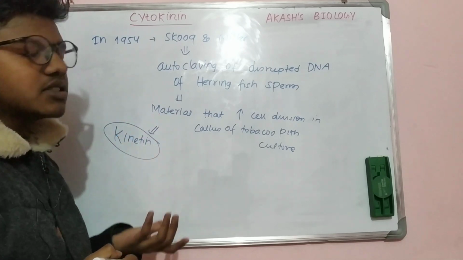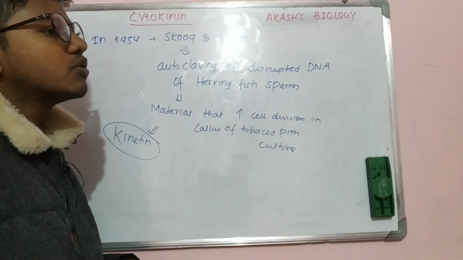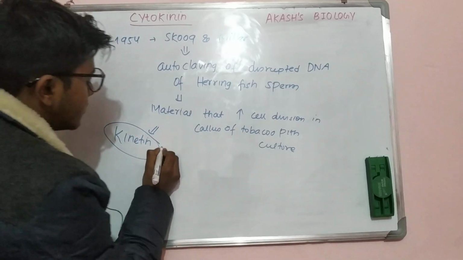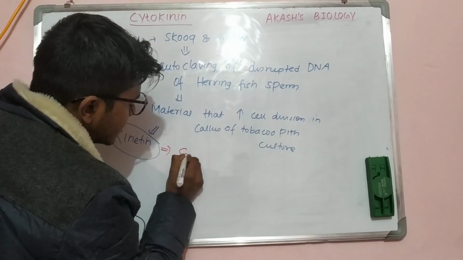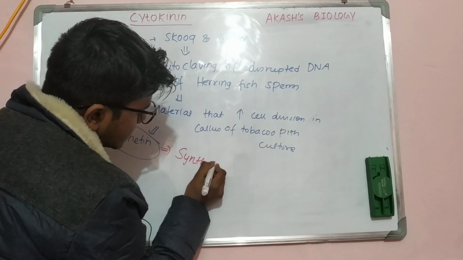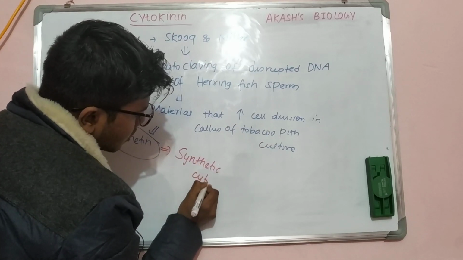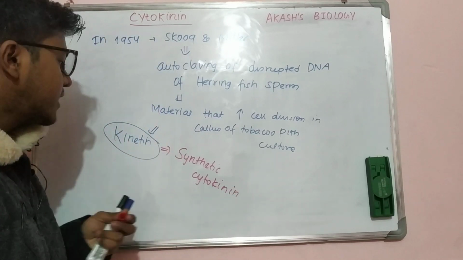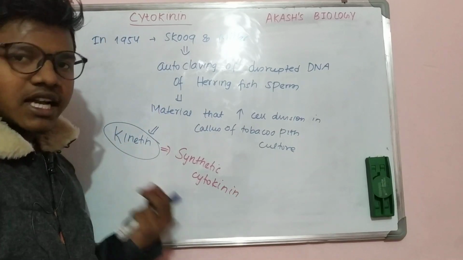But as it was discovered from a tissue culture form, it is the synthetic form, the artificial form. So it is a synthetic cytokinin. The first cytokinin that was discovered was not natural. It was a synthetic form, and it was named kinetin.